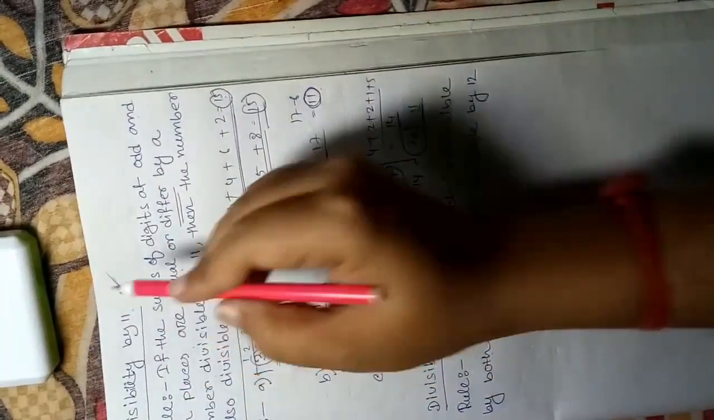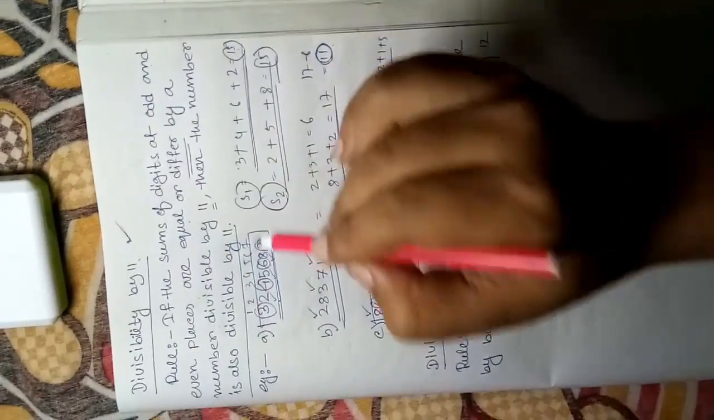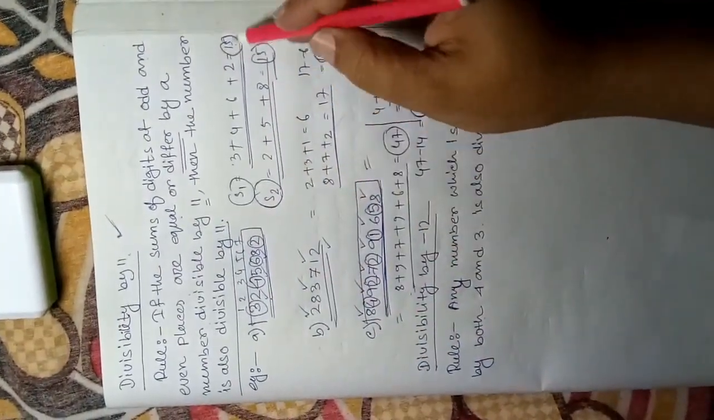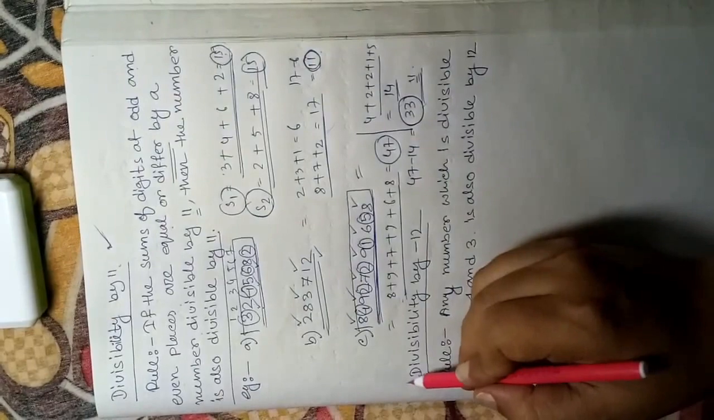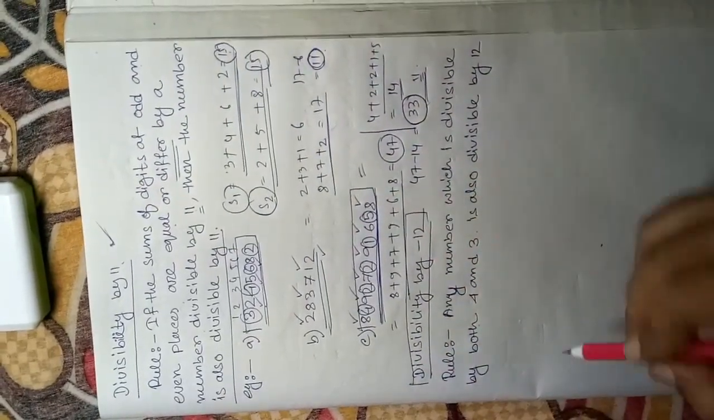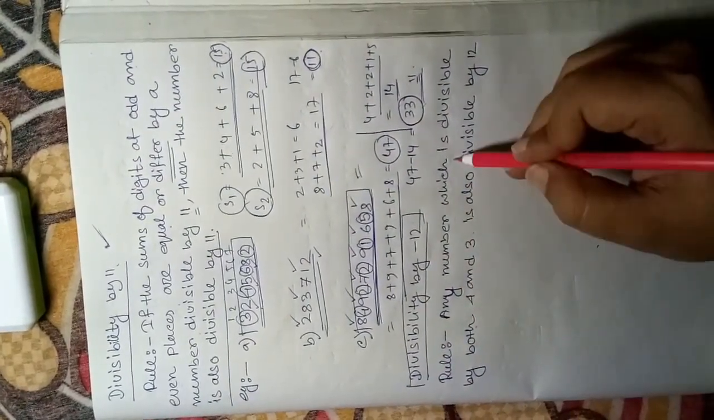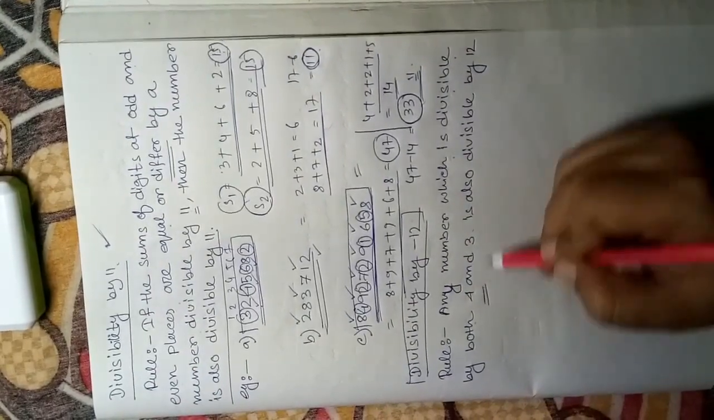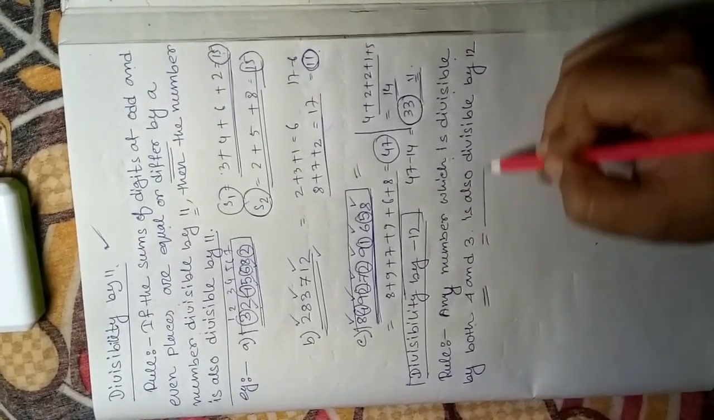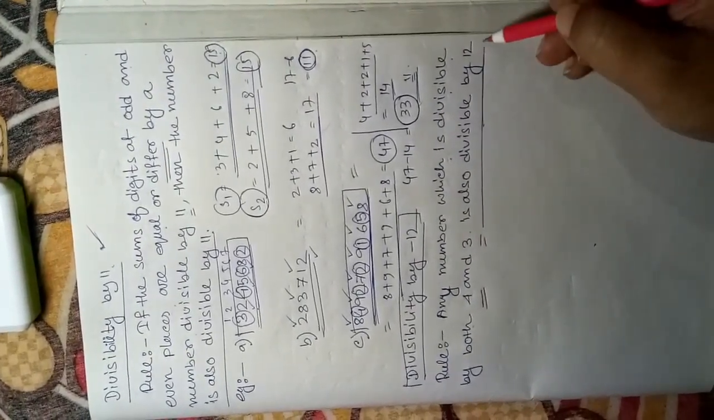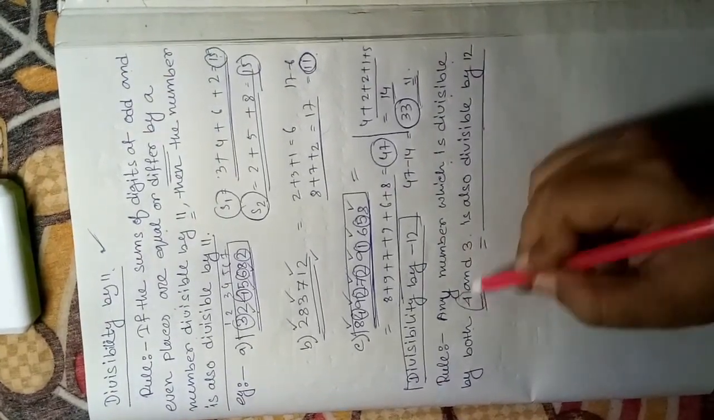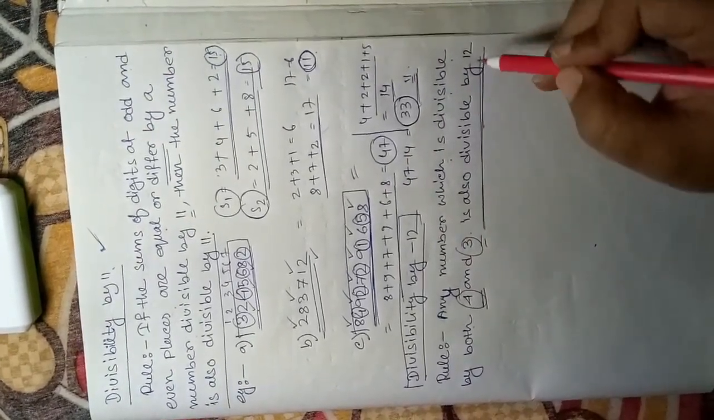So for divisibility by 11, we have discussed two rules. This is very important, we have to follow these two rules. Now divisibility by 12. The rule is that any number which is divisible by both 4 and 3, which we have already discussed, is divisible by 12. So if a number is divisible by 4 and 3, it will be divisible by 12. This is very simple.